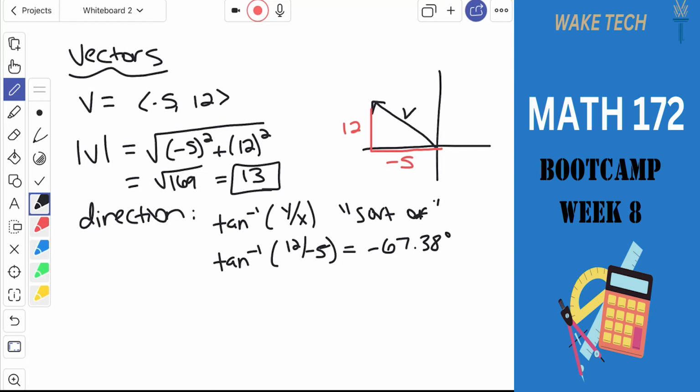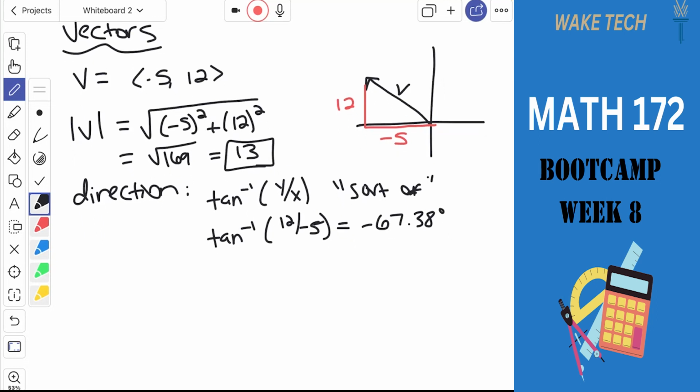Now is when the sort of business comes into play. I don't care about the -67. I don't even want the -67. What I'm going to use that number for, that angle, is to determine the reference angle right there, the one between the terminal side of the vector and the x-axis. That angle is positive 67.38. Essentially, we're just going to drop the negative sign so that we can figure out that reference angle.